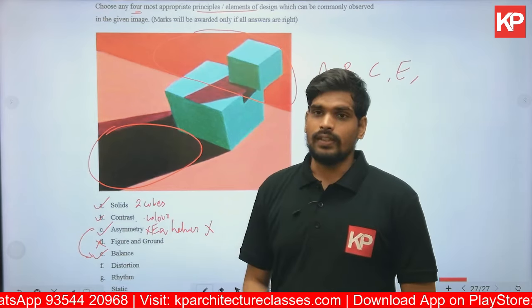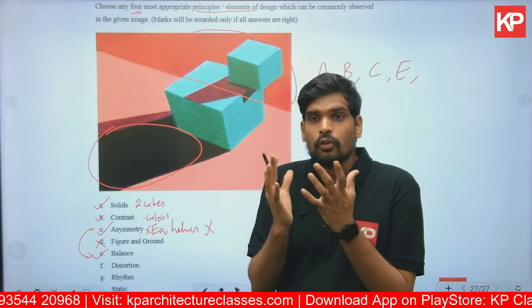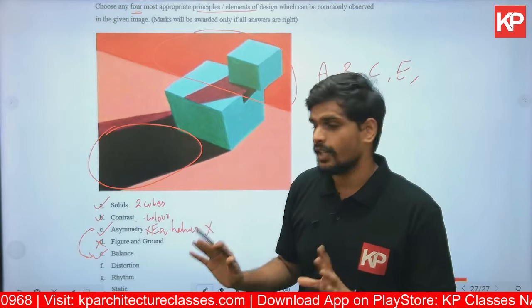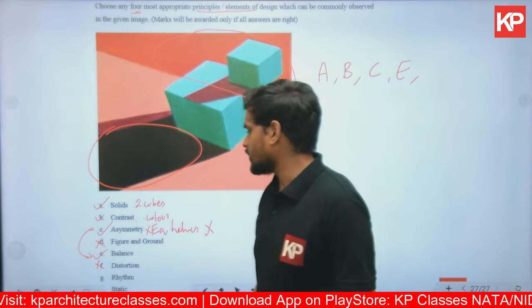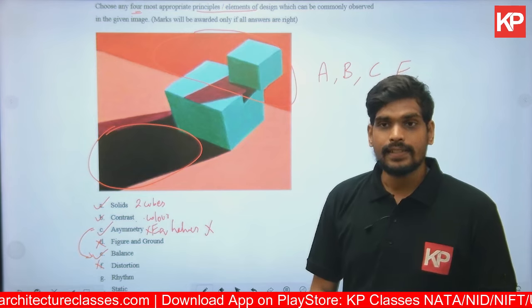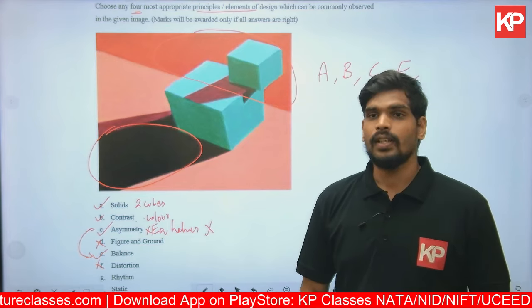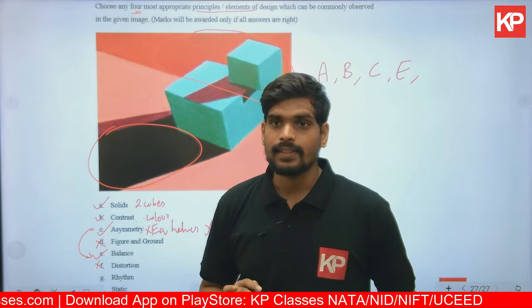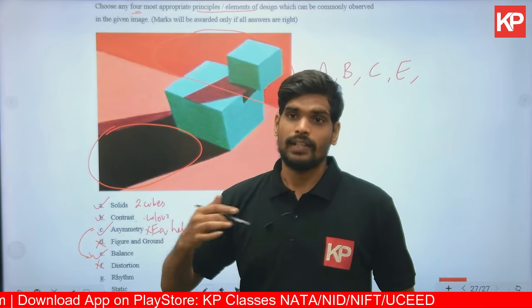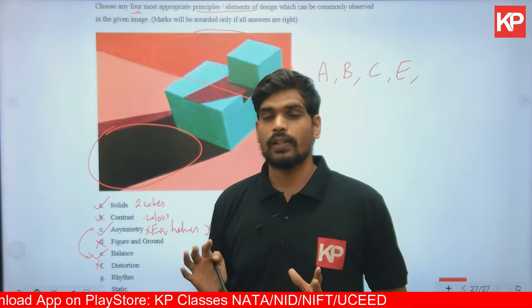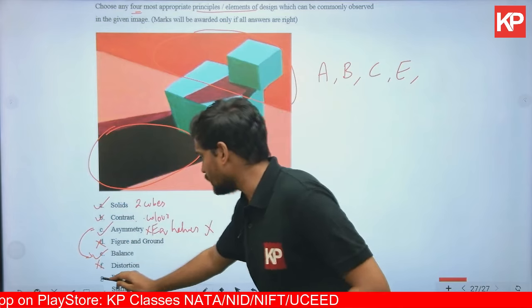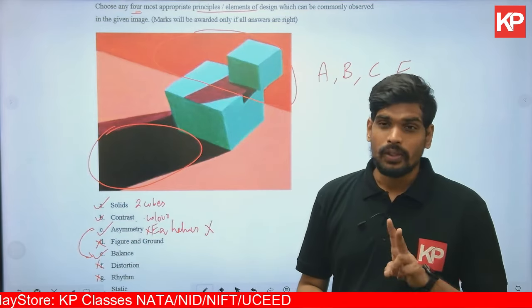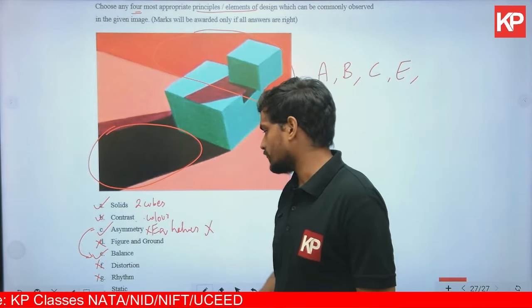Next, distortion. Is there any distortion of form? Is any cube distorted? No, everything is perfectly correctly represented. So distortion is not correct. Rhythm. Do you have a repetition? You cannot just place two cubes and say it is repetition. Repetition is more than two. There should be at least 4 or 5. That's when you can call repetition. So this is not rhythm. There is no repetition because there are only two cubes. So that is not repetition or rhythm.